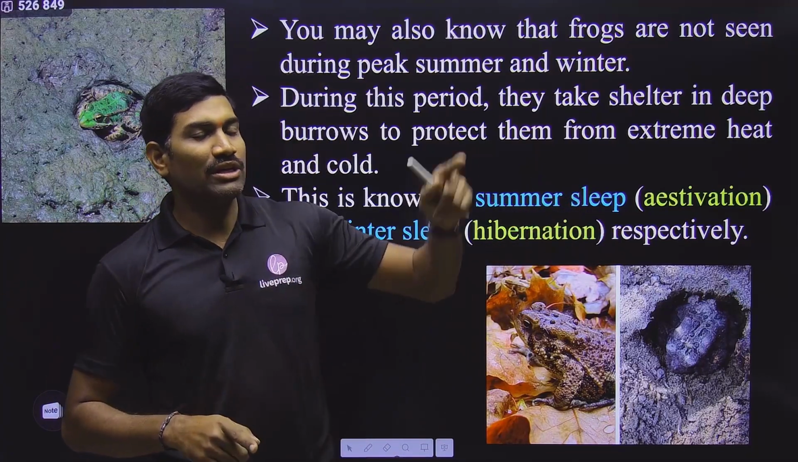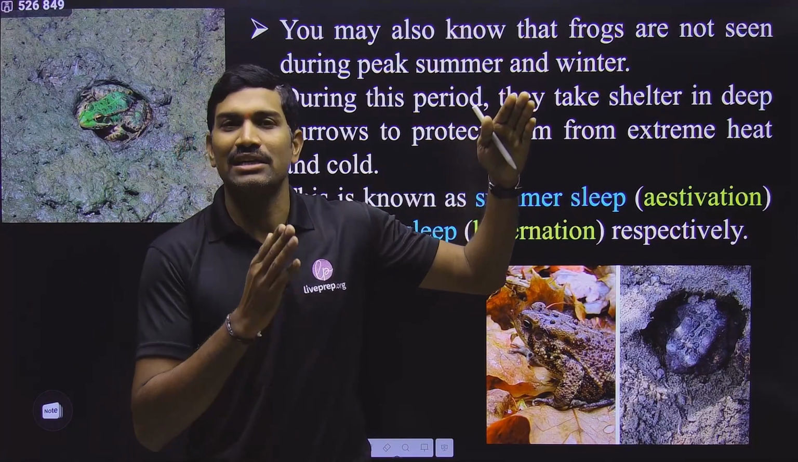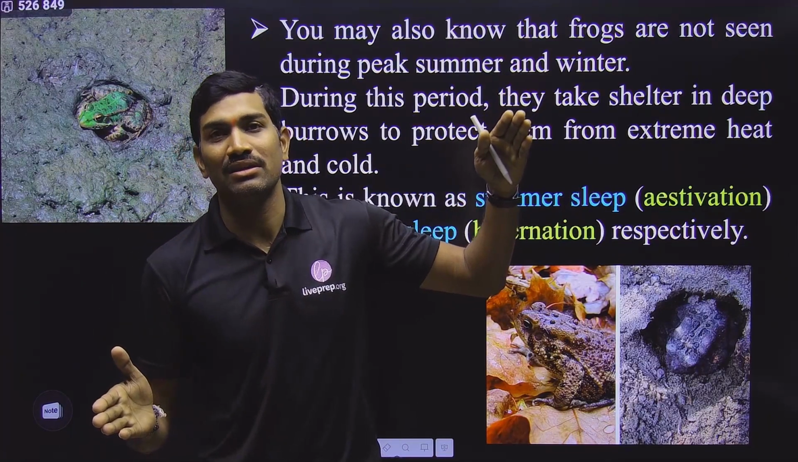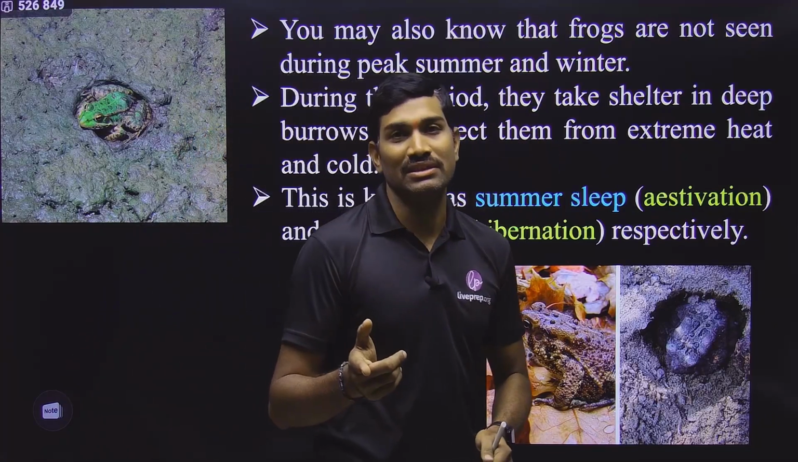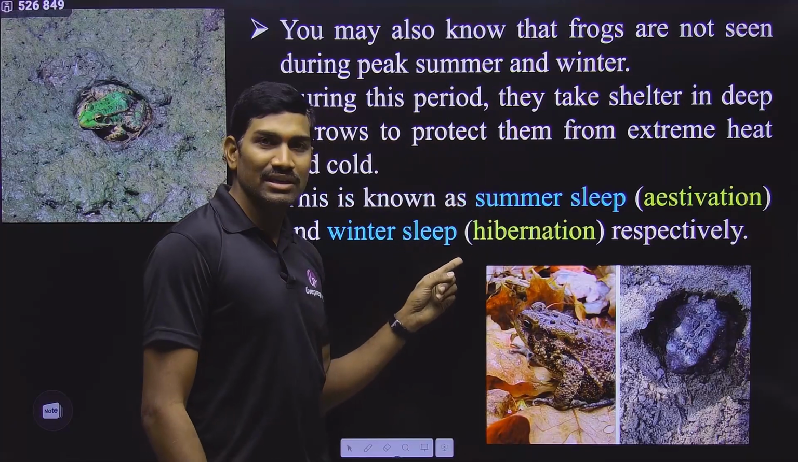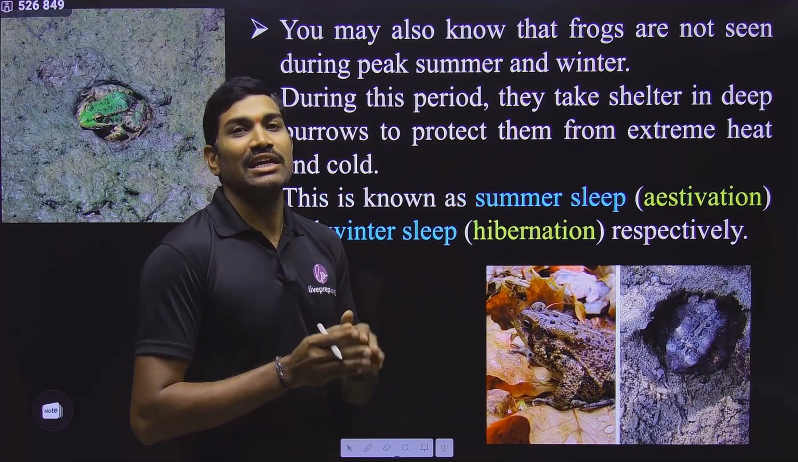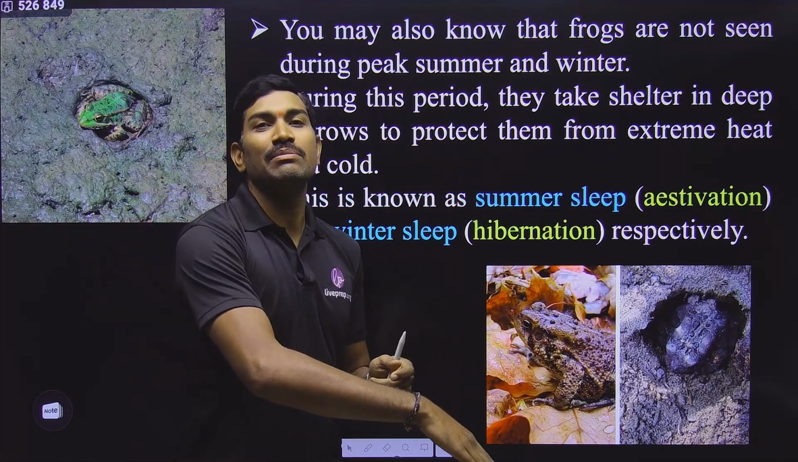That means that their body temperature is increasing. It is becoming too high in the summer and too low in the winter. So when there is this much variation, the body activities will be affected. So in these conditions, in the summer and in the winter, these organisms try to escape from these temperatures. That's why they generally go deep inside the soil.